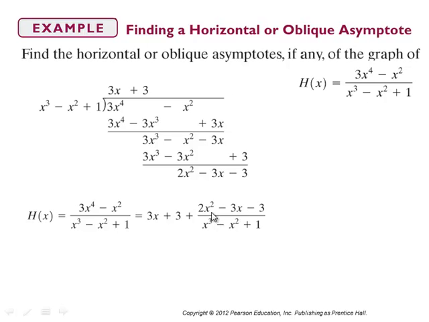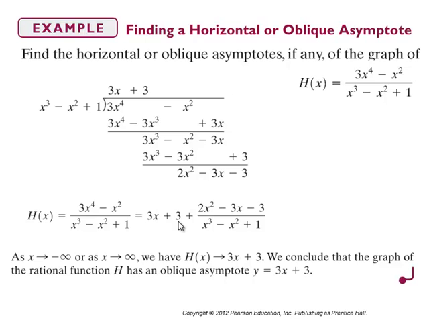Now notice that this part right here is a proper rational function. So when x becomes large, this whole fraction right here will go to 0. And the graph of this function h will go to infinity along the line 3x plus 3. The 3x plus 3 would be the equation of your oblique asymptote. Okay, so 3x plus 3. So that's how you get the equation of your oblique asymptote.